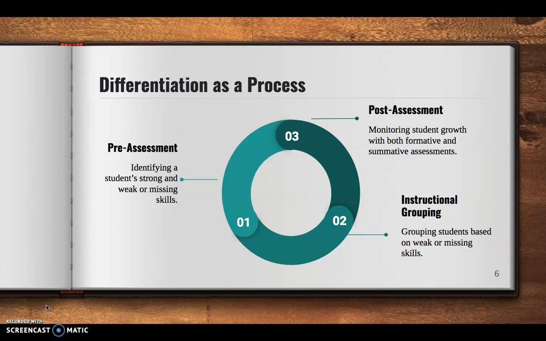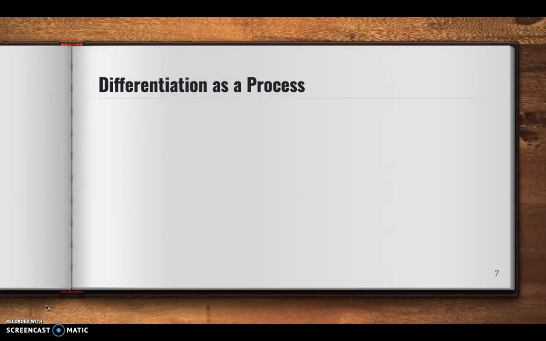You can think of differentiation and literacy occurring in an ongoing process as displayed on the screen. The 3 steps in the process are pre-assessment, identifying a student's strong and weak or missing skills, instructional grouping, grouping students based on weak or missing skills, and post-assessment, monitoring student growth with both formative and summative assessment. As a reading instructor, equal attention needs to be given to each of the 3 steps.